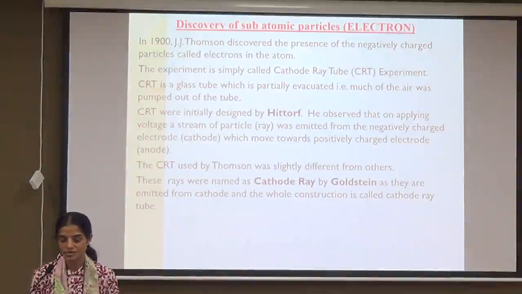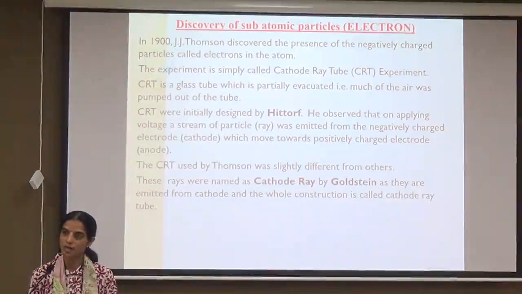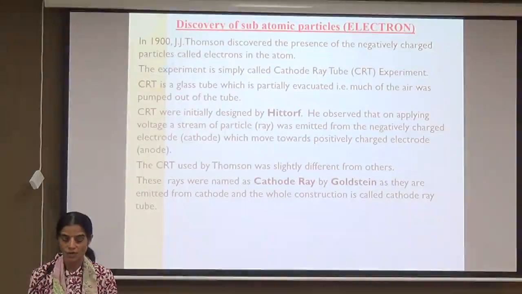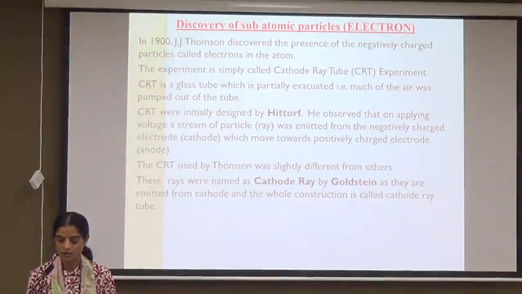Cathode ray tube is a glass tube which is partially evacuated, that is, much of the air was pumped out of the tube. Cathode ray tube was initially designed by Hittorf. He observed that on applying voltage, a stream of particles was emitted from the negatively charged electrode, that is cathode, and these negatively charged particles move towards anode.